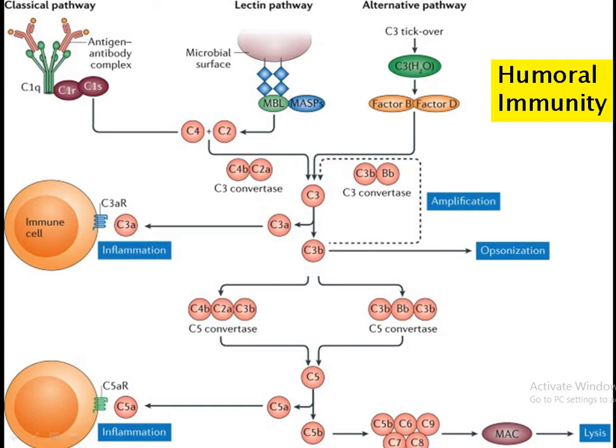In that, we have the complement system, which is the combination of many other pathways. I told you that classical pathway, lectin pathway, alternate pathway, all these are the components of the complement pathway or complement system. In this figure, I just want to show you how all these systems are interconnected with each other.